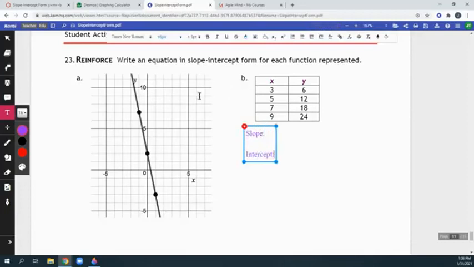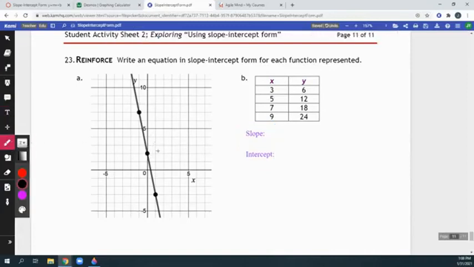Okay, here's what I notice when I look at this. We have a table. We can use that to find the slope, or we can use the graph to find the slope. Either will work. This does not have a zero for my x, so it's going to be easier to look at the intercept right there and say, hey, this crosses at whatever point. So let's take a look at this. This crosses at 2. Our intercept is 2.